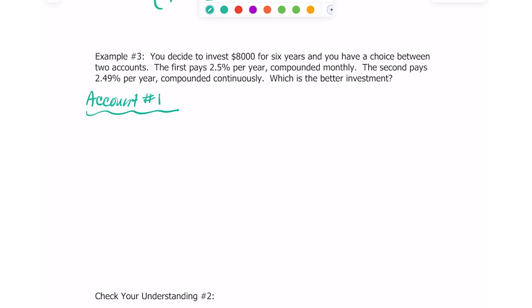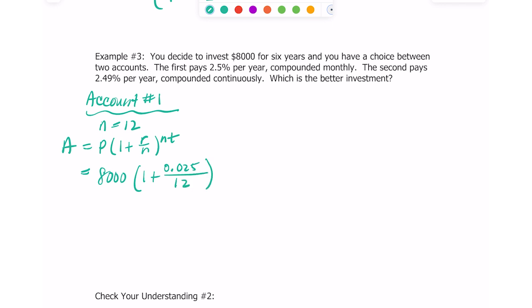For account number 1, this is the one where you're compounding monthly, so n equals 12. We're going to have to use our formula for compound interest when we're compounding n number of times a year, which, if you'll recall, is A equals P times 1 plus r over n to the nt power. Here I know my principal is $8,000, that's what you're investing, times 1 plus the rate as a decimal, 0.025, over n. If you're compounding monthly, n would be 12, and then it's to the 12 times t. T is in years, and years is 6.